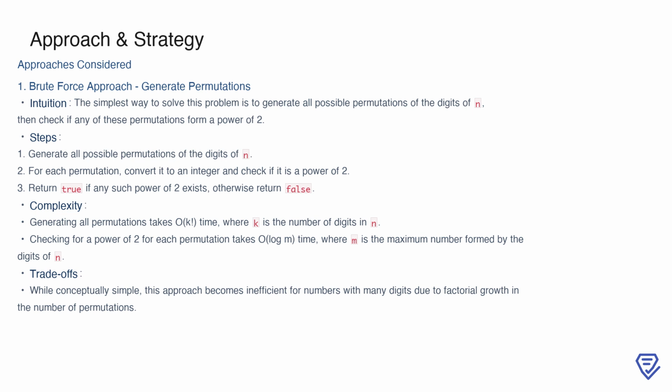However, the inefficiency of this approach quickly becomes apparent when we consider the computational complexity. Generating all permutations of the digits involves factorial time complexity, denoted as O(k!), where k is the number of digits in n. Additionally, for each permutation, checking if it is a power of 2 requires logarithmic time in relation to the size of the number, leading to significant computational overhead. While this approach works well for smaller inputs, its factorial growth makes it impractical for numbers with many digits, leading us to explore more efficient alternatives.